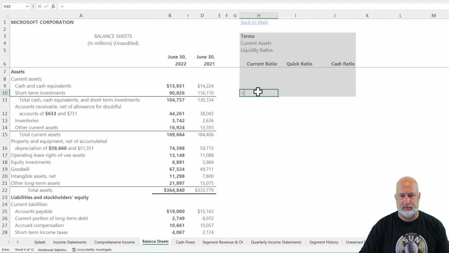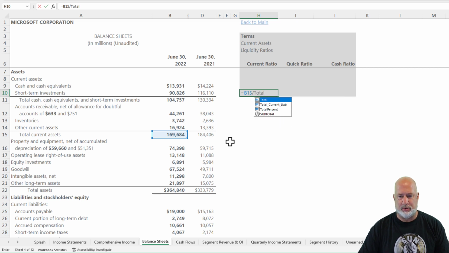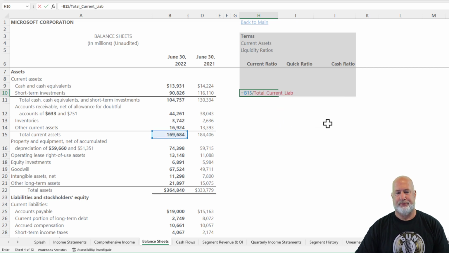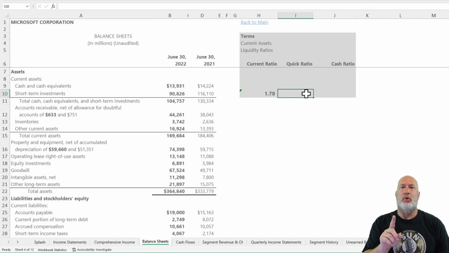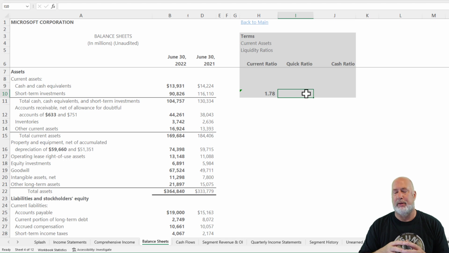So now, since all 3 of these are based on that, we got 169,000 divided by, I'm going to just start typing total, and there it is. And I got the exact same number. Let's make that stand out a little bit. How about bold? And there we go. Next one, by the way, the number 1 means if we had 1.0, we have enough total current assets to pay our current liabilities. So the higher the number, the better. So Microsoft honestly is looking really good here.